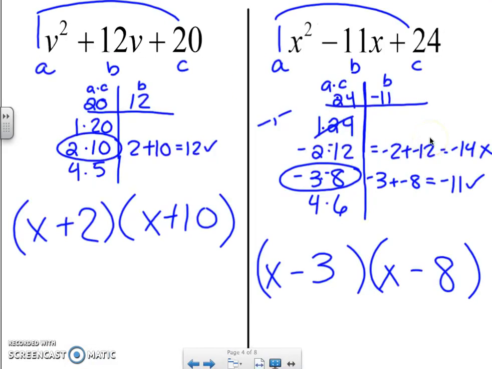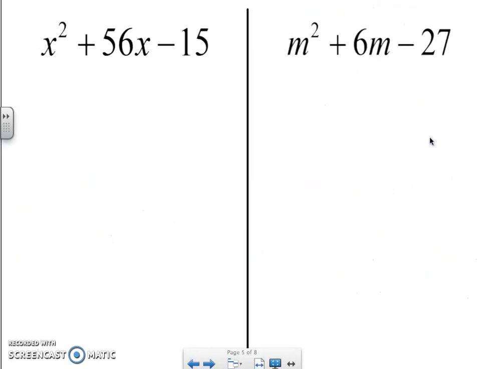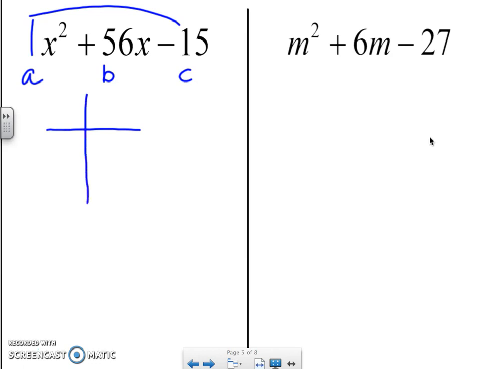All right, so now we are going to try a couple more. So this one says x squared plus 56x minus 15. So again, put your 1 here, a, b, and c, multiply this times this. So 1 times negative 15 is negative 15, and then I have 56. So let me list the factors of 15. So 1 times 15, and then 3 times 5.